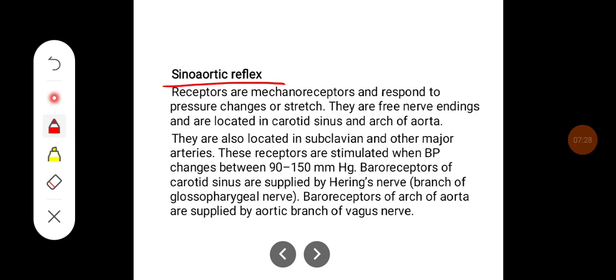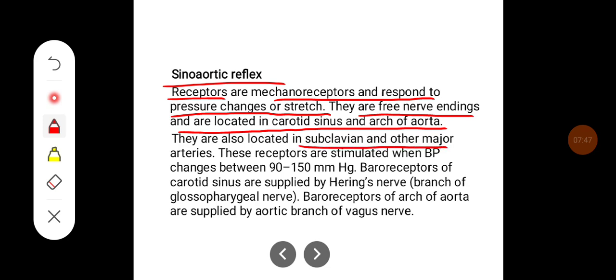Sinoaortic reflex receptors here are the mechanoreceptors and respond to pressure changes or stretch. They are free nerve endings and are located in the carotid sinus and arch of aorta. They are also located in subclavian and other major arteries. These receptors are stimulated when BP changes between 90 to 150 mm of Hg.